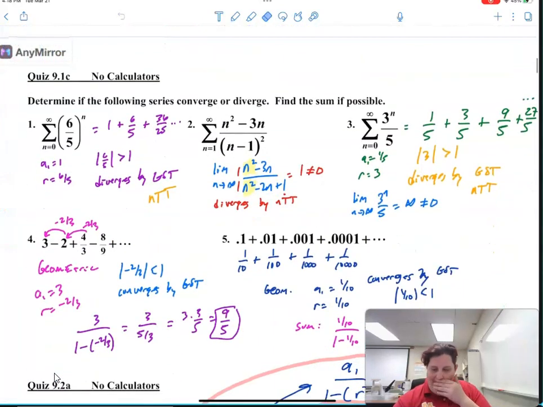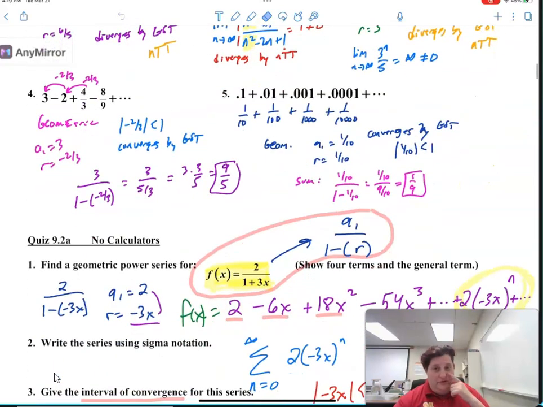Okay. All right. Couple more. We have these all diverge by nth term test or geometric series test on 1 and 3. Either case, they diverge. All right. 4 and 5 both converge, though, by geometric series, and I got those sums there. Okay.